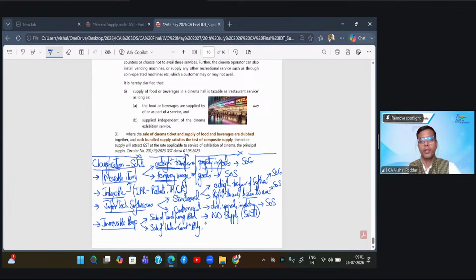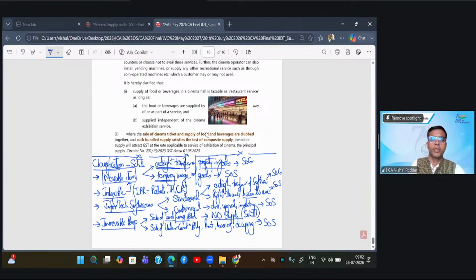Second, wherever there is renting, leasing, or any type of occupying the immovable property, it is always supply of service. So students, in case of immovable property transactions, there is first possibility, that is sale of land or completed building, it is no supply. And then all other possibilities are supply of service. So whether you sell under constructed property, which is under construction, or you give it on rent or lease, everything will be supply of service.